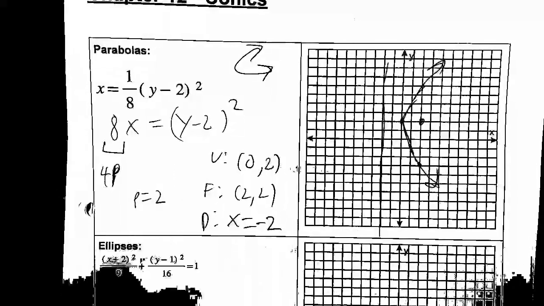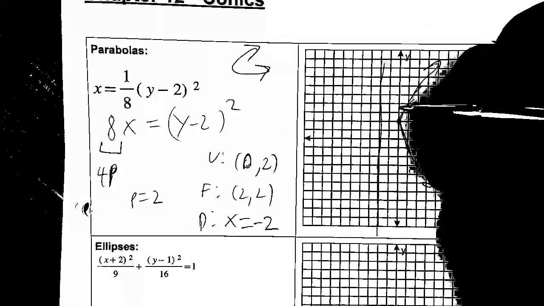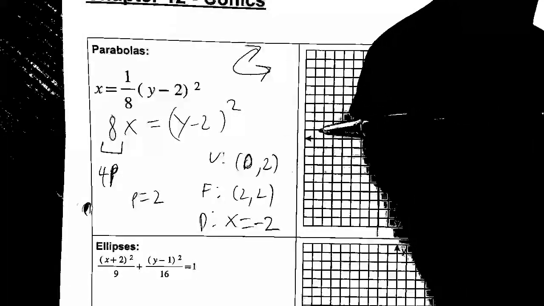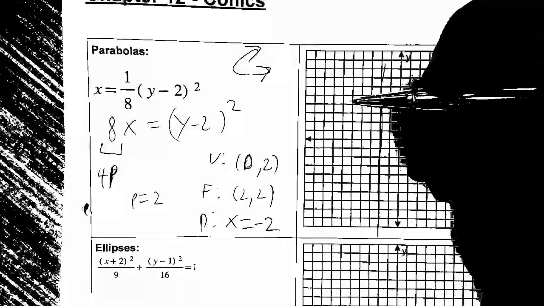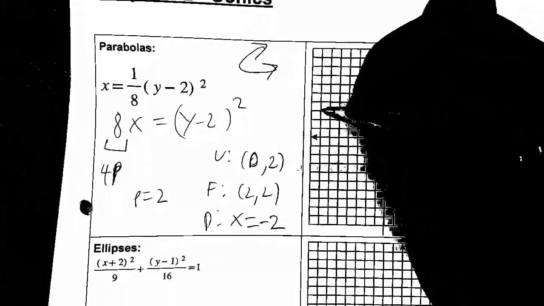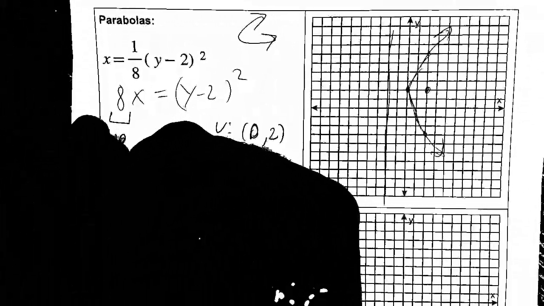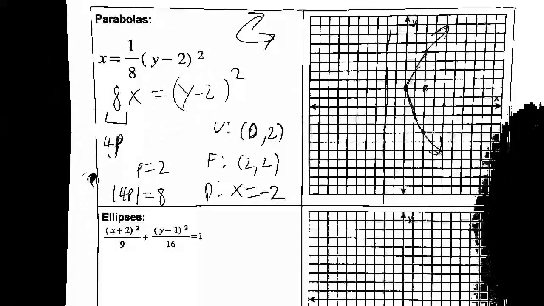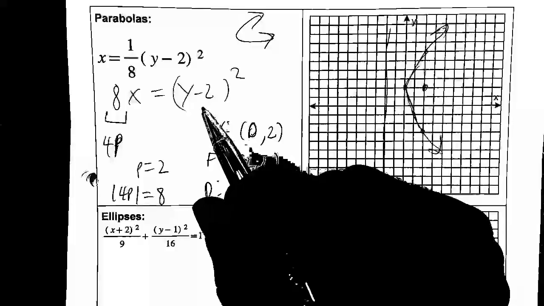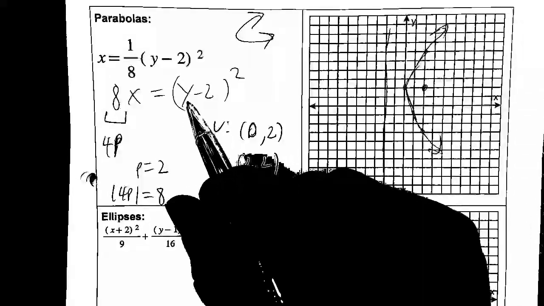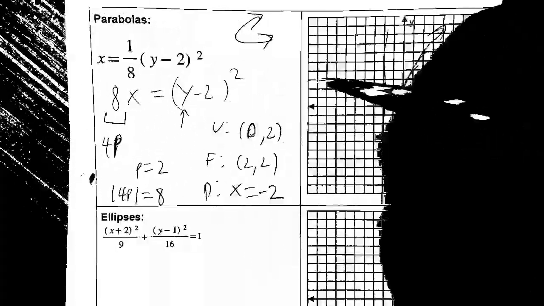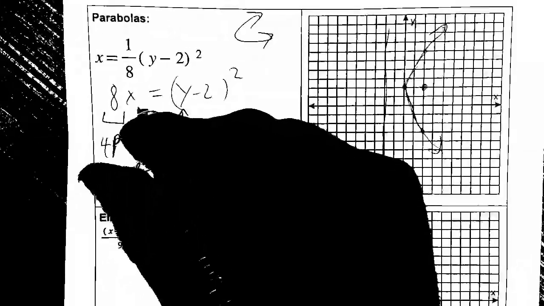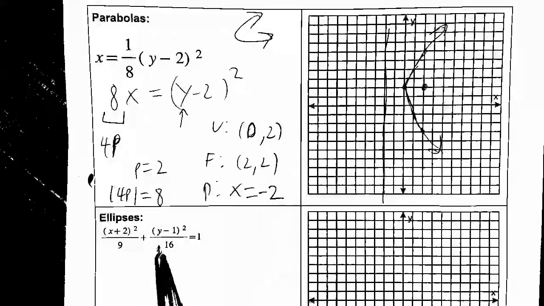Oh, and then wait, 4p. What about it? It's like the focal length. p is the focal length, focal width is the absolute value of 4p. Mr. Kelly, why is it up 2, not 2 to the right? It's inside the square. If it's a y, it's up and down. If it's the x, it's left to right. Okay.